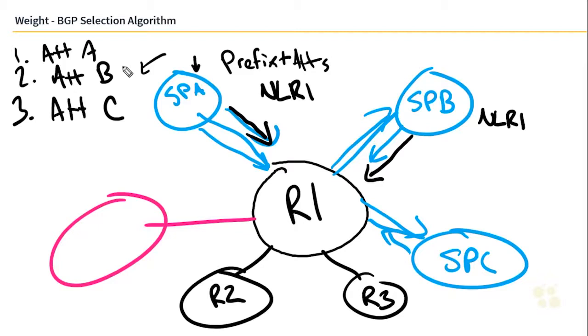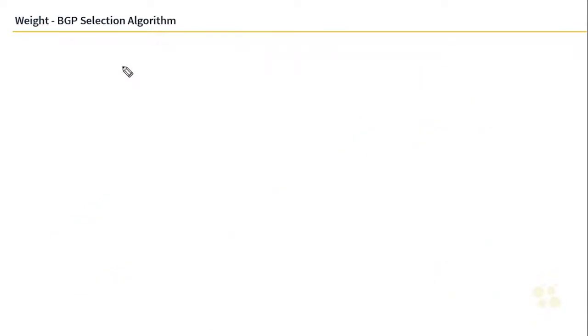So what this skill is really talking about is which attributes does it look at, and then how does it determine if one of those attributes is better than the other? So let's clear the screen and start by talking about our first attribute in the BGP selection process, and that's weight. Weight is a big one. Weight is an important one.